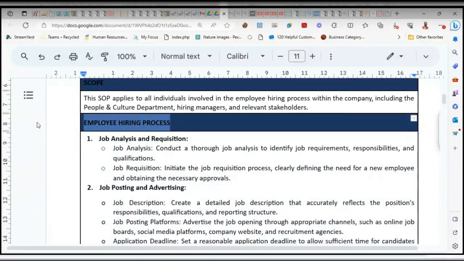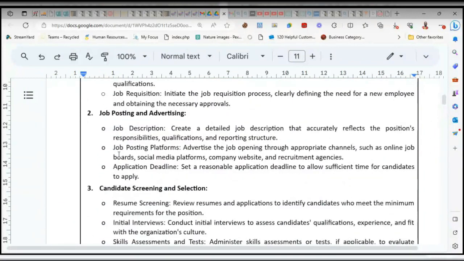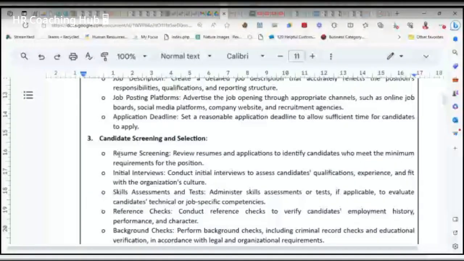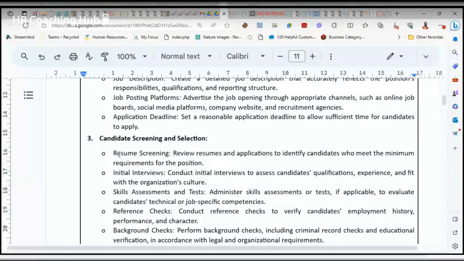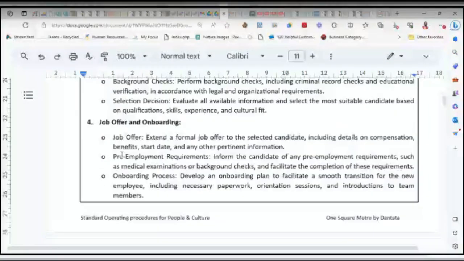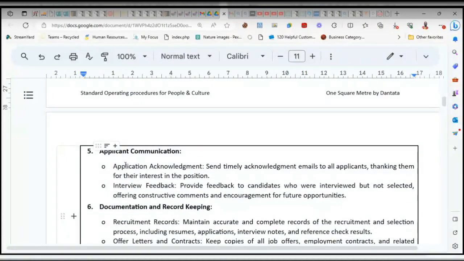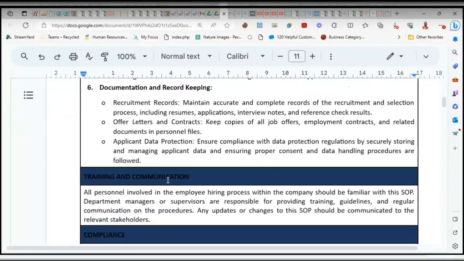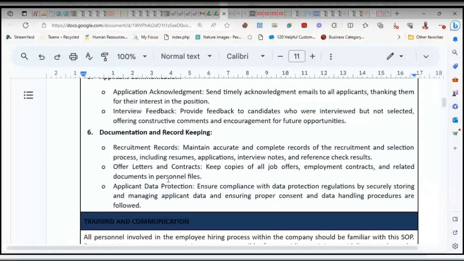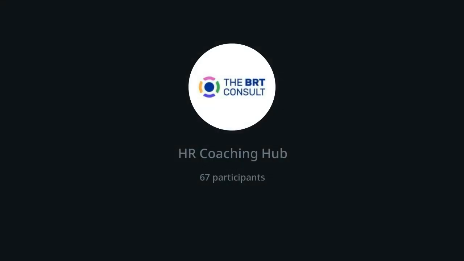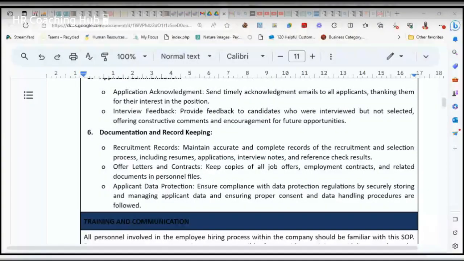Then you go to step 2, job posting and advertising. Do you understand? Then step 3 takes you to candidate screening and selection. Then you go to 4, job offer and onboarding. Then 5, applicant communication. Then 6, documentation and record keeping. Do you understand? The moment you have put this in place, these are your processes, these are your procedures.